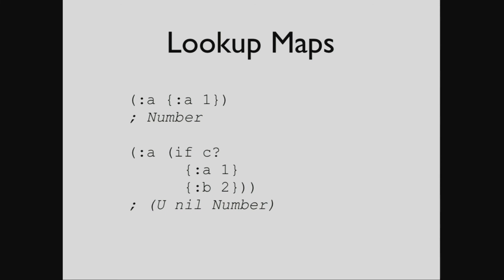So looking up maps, the simplest case up the top, we're just looking up a keyword A in the map with one entry A, and this is always going to return a number, so Type Clojure can figure that out. It becomes more interesting when we have unions of maps that we're feeding into the lookup functions. So if we see this conditional, if some condition, then we get out a map with an A key, otherwise we get out a map with a B key.